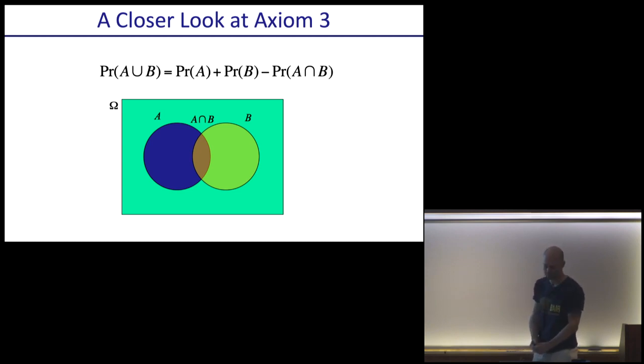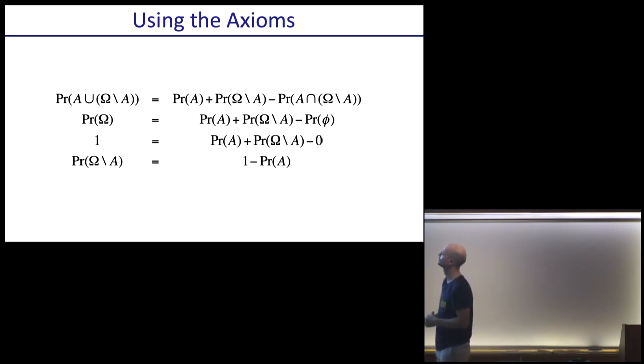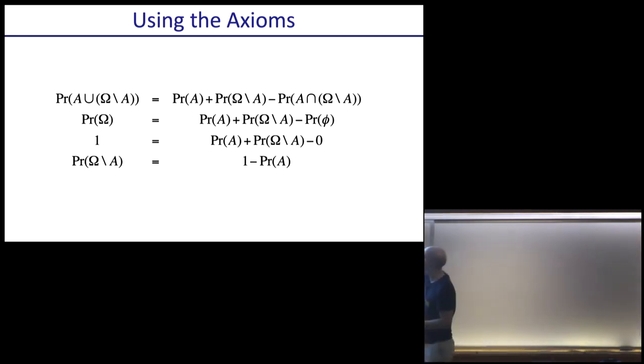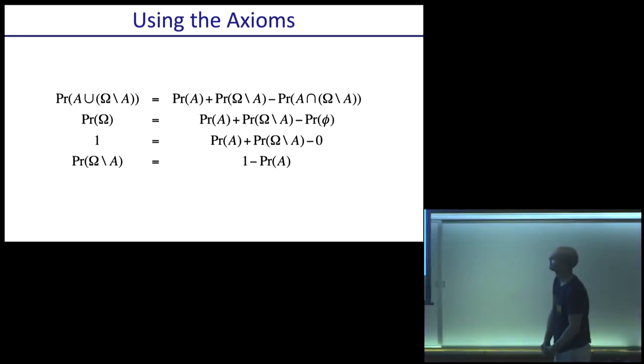Then when you use these axioms, you can come to new conclusions. I mean, that's kind of how math works. You posit some axioms and then you do some derivations and you have a new thing that's useful to use. So for example, the probability of A union (Omega minus A). Well, on the left, we just look at what's in the parentheses. Well, A union with Omega minus A, that's Omega.